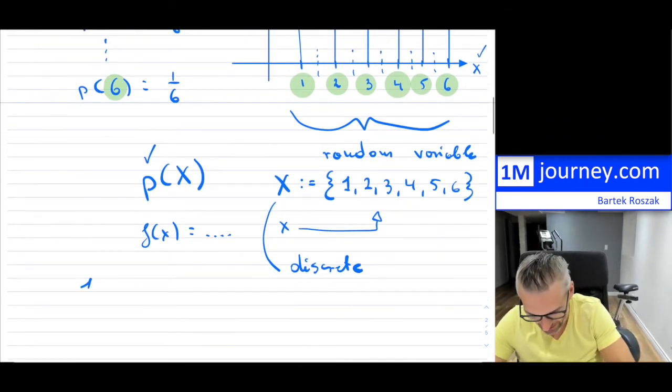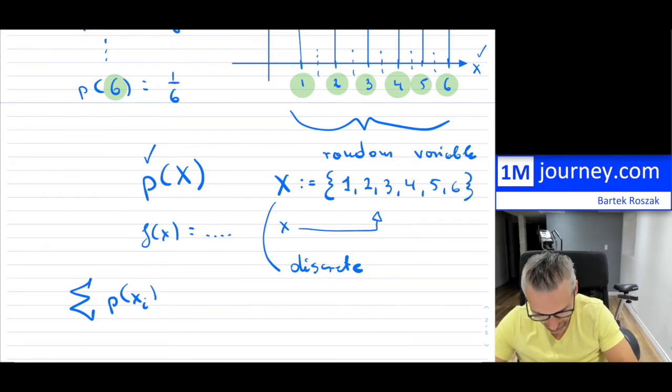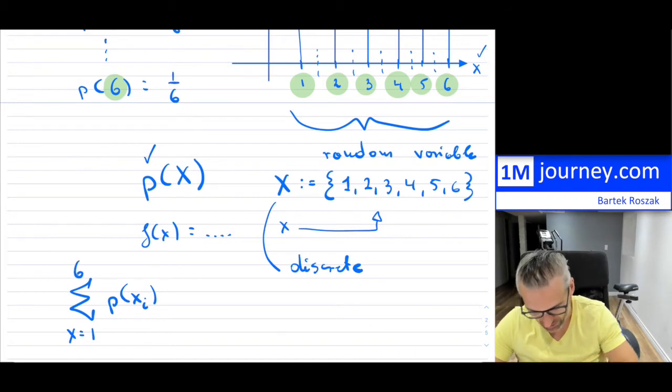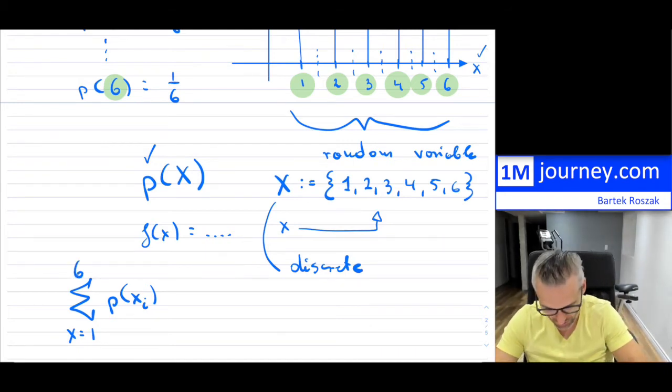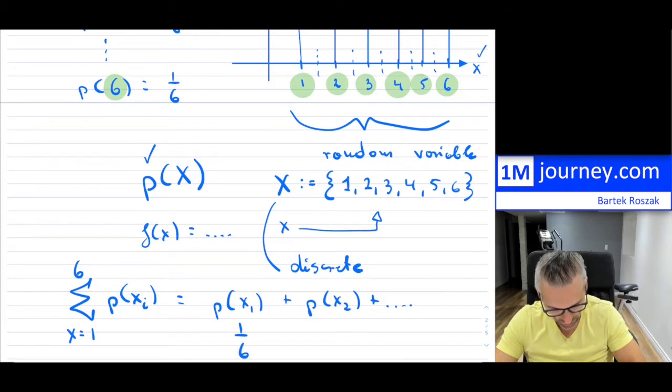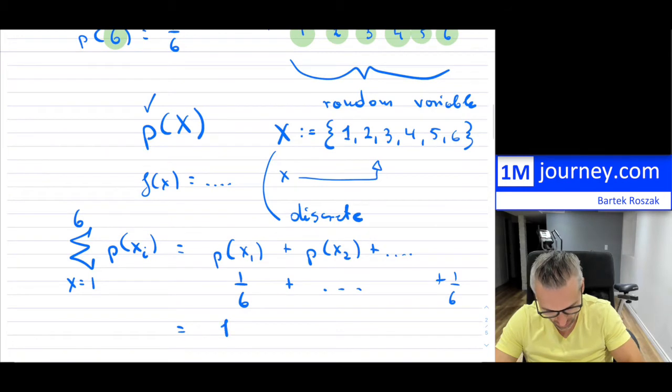So we have the summation of all the probabilities of all of these different points of x. This is the summation of x equal to, starting from 1 and going all the way up to 6 in our case. This would simply be the probability of x1, seeing the number 1, plus the probability of seeing 2, and so on. Well, we know that these are all 1 over 6 all the way up, and they always sum to 1.